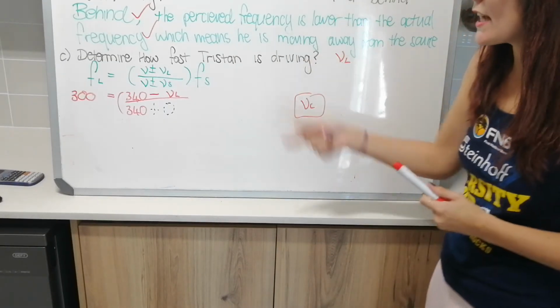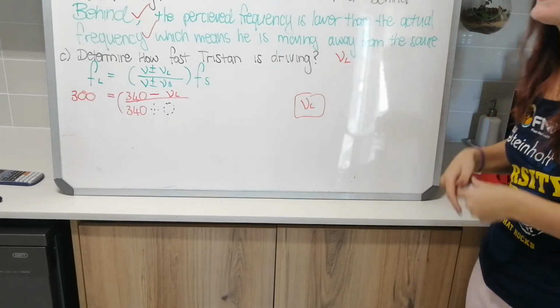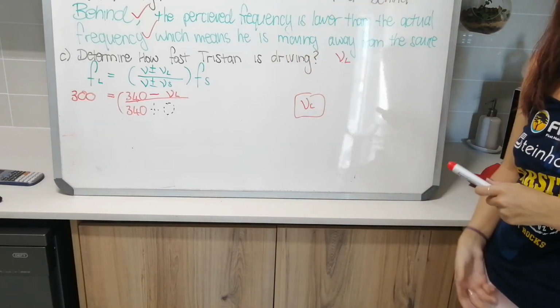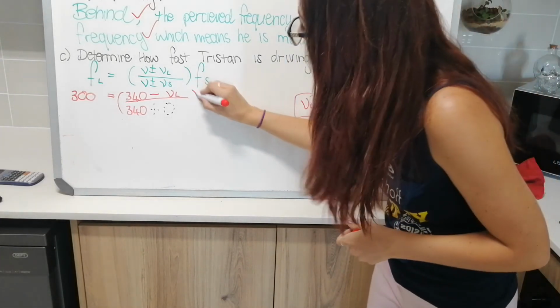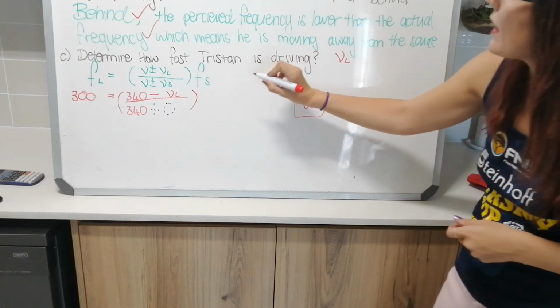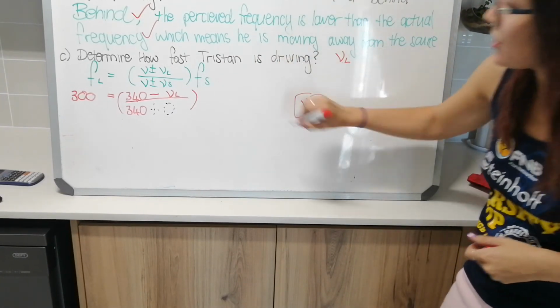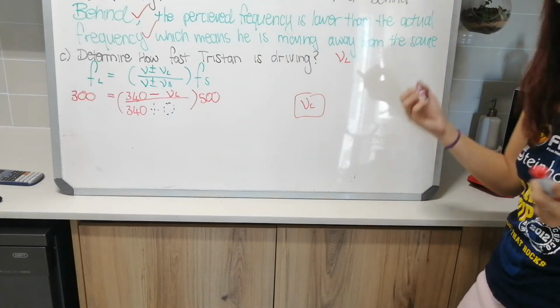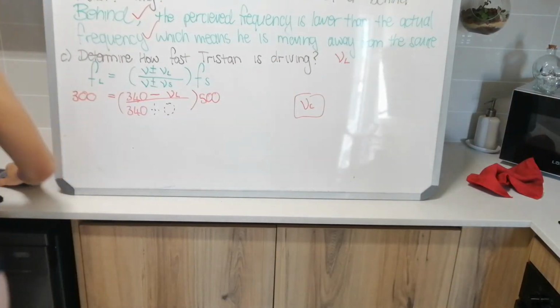Okay, so you can logic it out, or you can just have learned the fact that if I have an object moving away from my source, I subtract its velocity. Okay, and then we input our fS, which we worked out in question A, 500 hertz. And that's it. Now we just solve for vL. Hoping that's nice and easy.